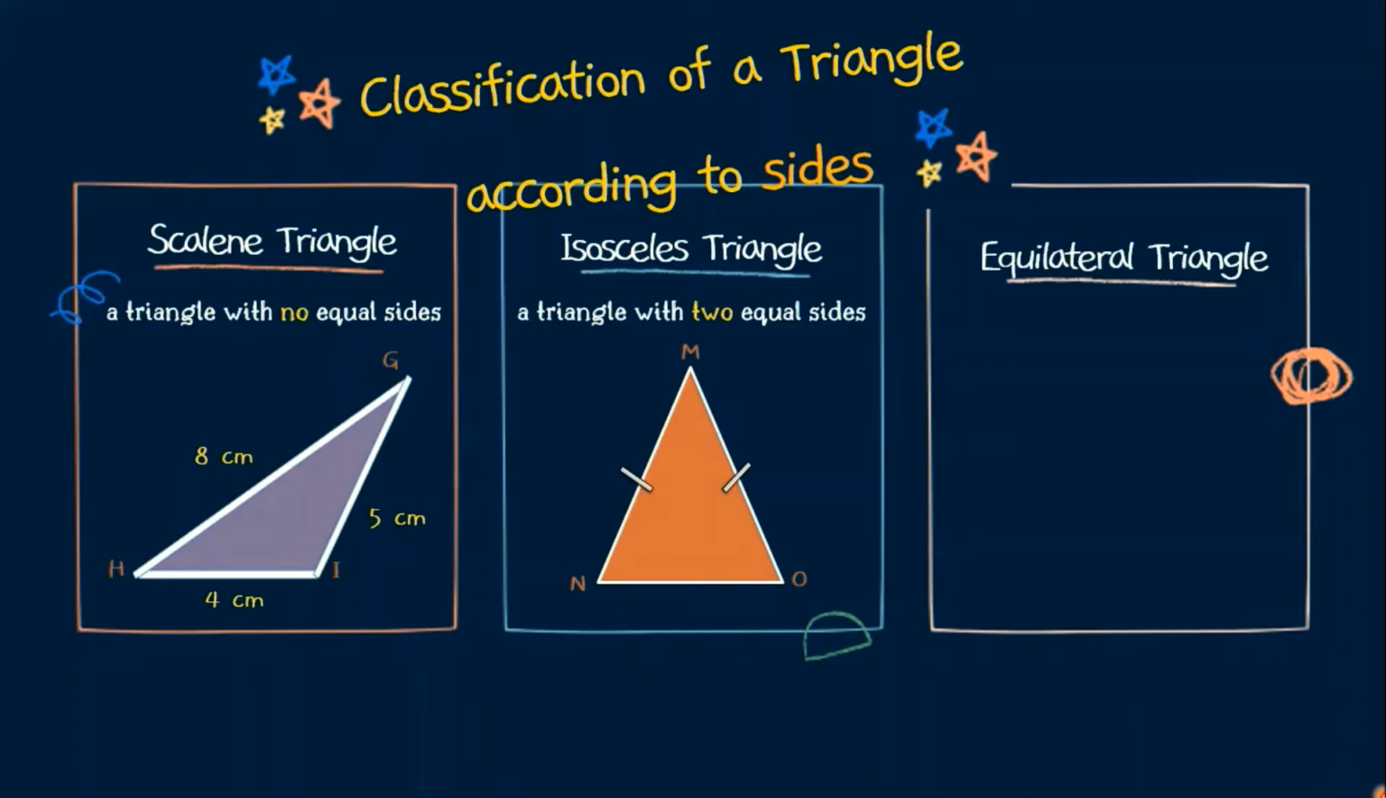Ibang sukat ito. Kung titignan natin ang sukat nila, side MN and side MO, they are congruent. Both of them are 6 centimeters. While yung side NO, 4 centimeters yung sukat niya.